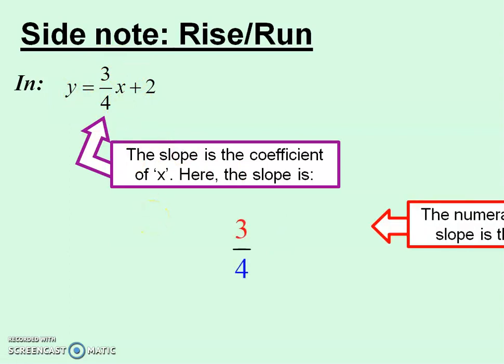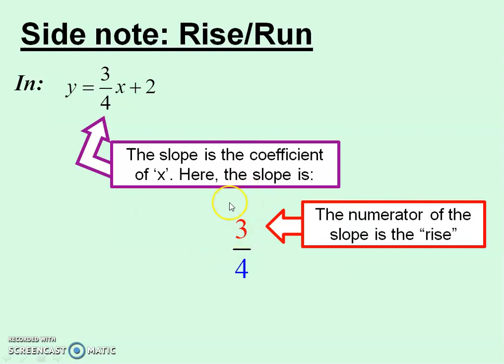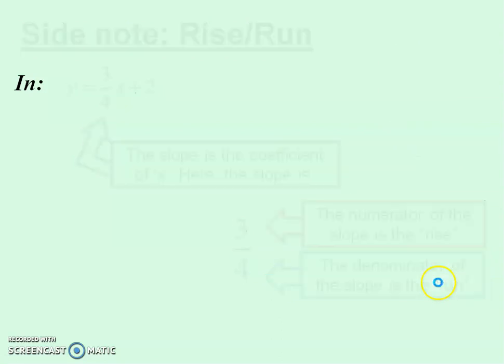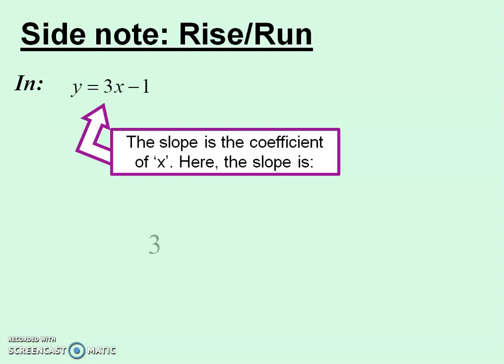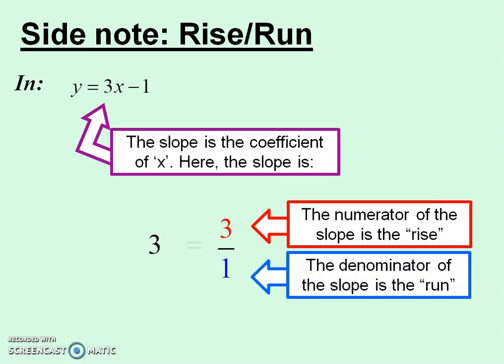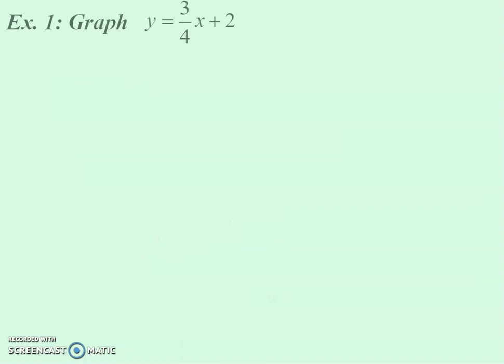That slope, 3 over 4, is made up of 2 parts. The number on top is the rise, and the number on the bottom, the denominator, is the run. The rise is what is happening up and down. It's rising. It's the vertical, and the run is side to side. It's the horizontal. In this case, my slope is 3. That's really the same as 3 over 1. And that means that my rise is 3 and my run is 1. The equal should have come in earlier on that animation, but I'll fix that later.